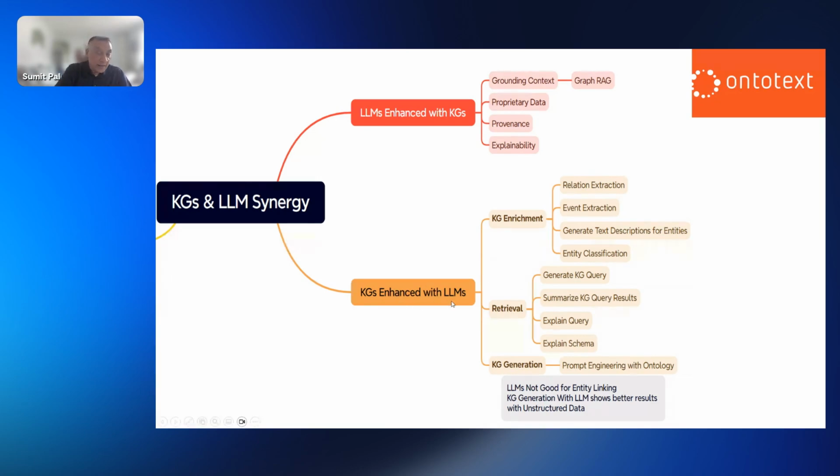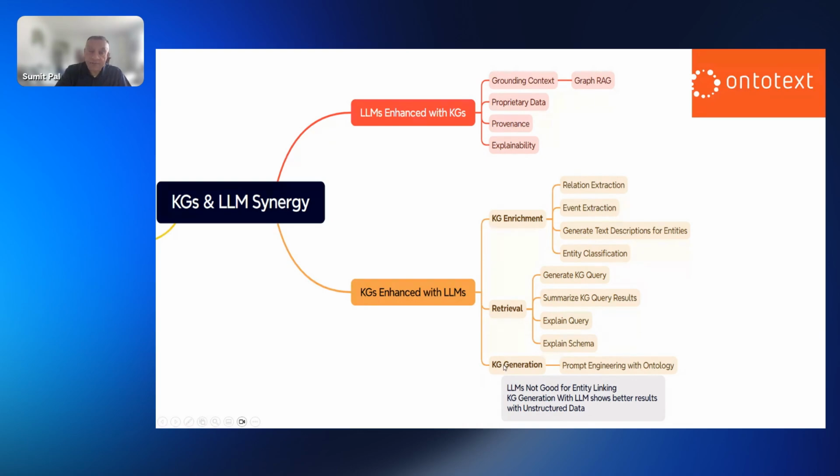Knowledge graphs are also being helped by LLMs to do things like generate a graph query, right? Text to query, summarizing query results, explaining a query, explaining a schema. All these things can be easily done with LLMs now when applied to knowledge graphs.